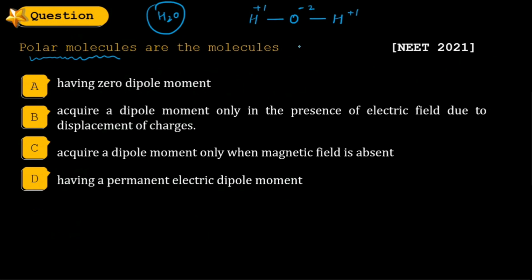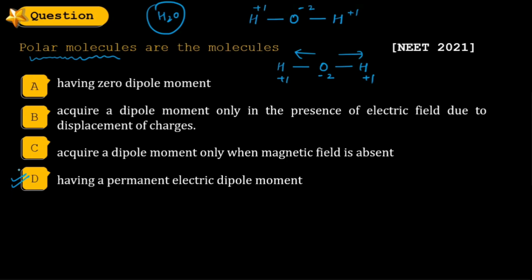So ultimately, there must be two dipoles that are directed from O in the opposite direction because of the nature of the charge. A polar molecule always forms a dipole. If you understand this, we can answer the question now. Polar molecules are the molecules having zero dipole moment, acquire a dipole moment only in the presence of electric field, acquire a dipole moment only when magnetic field is absent, or have a permanent dipole moment. A polar molecule always has a permanent electric dipole moment. This is something you have to keep in mind about polar molecules.